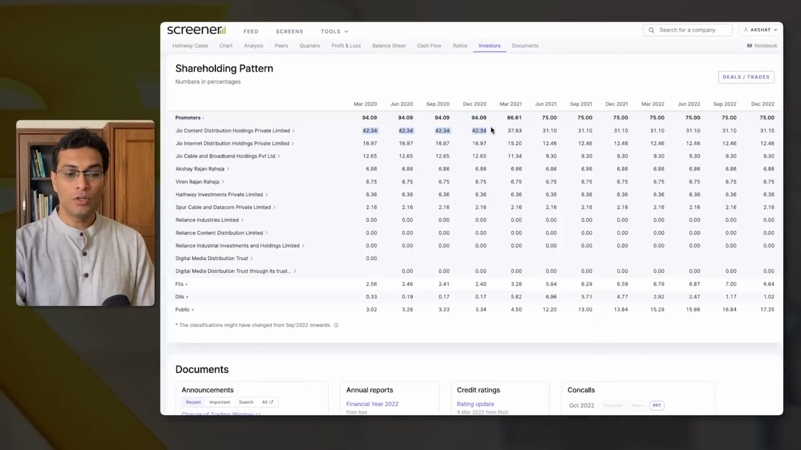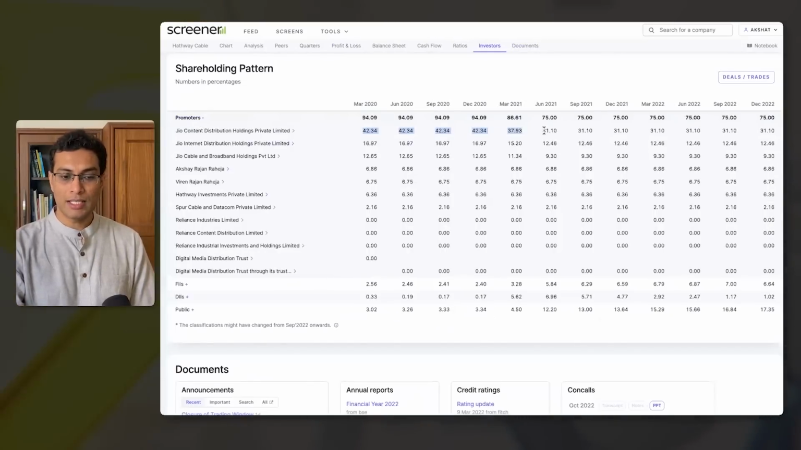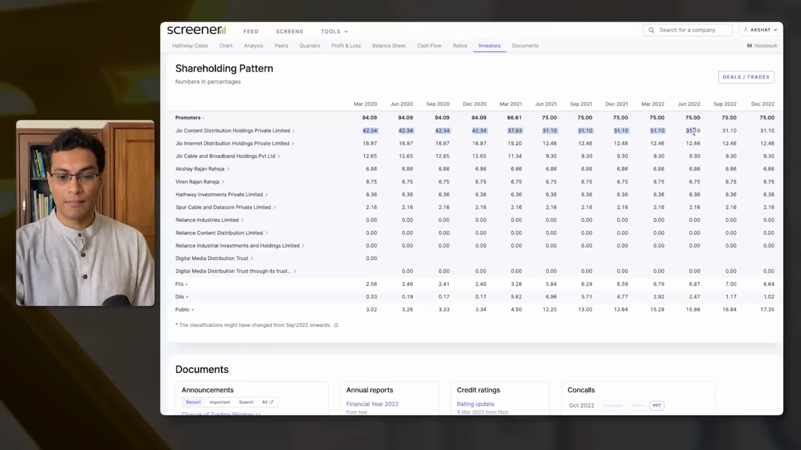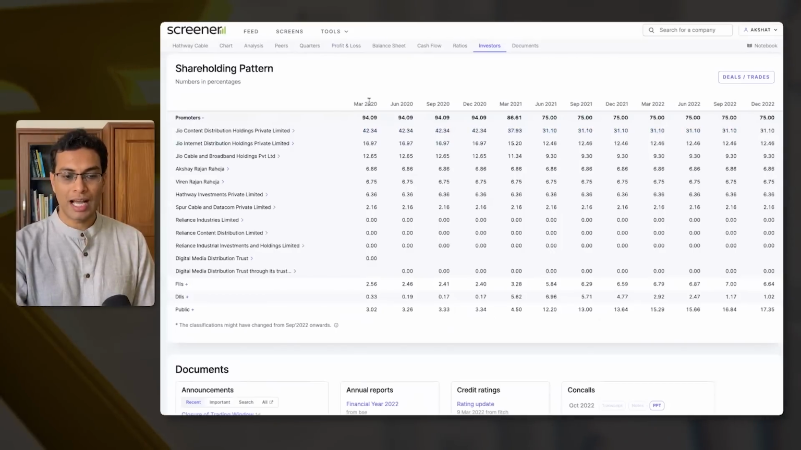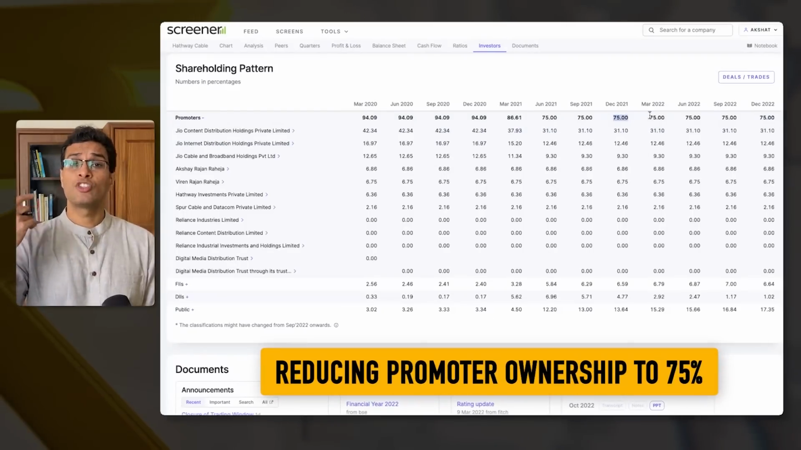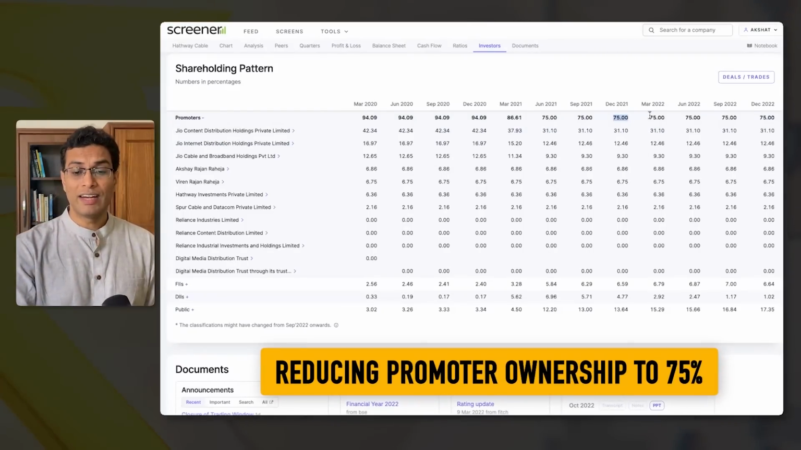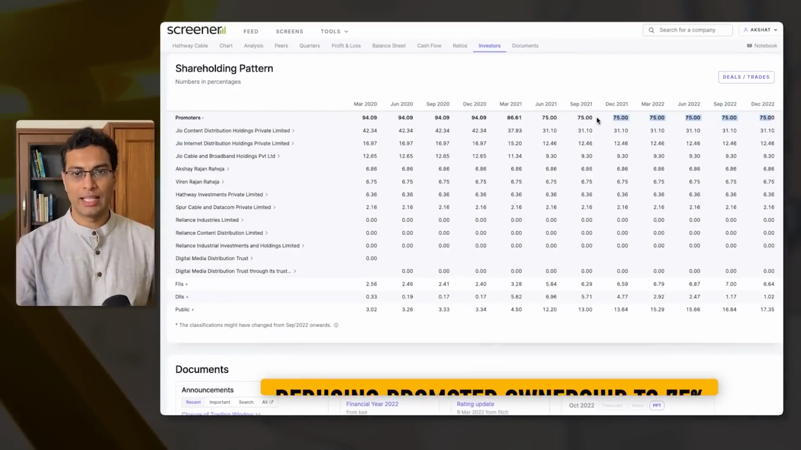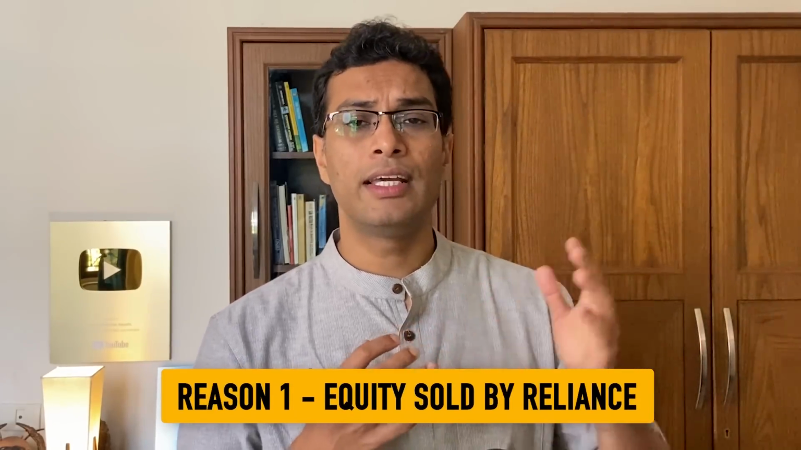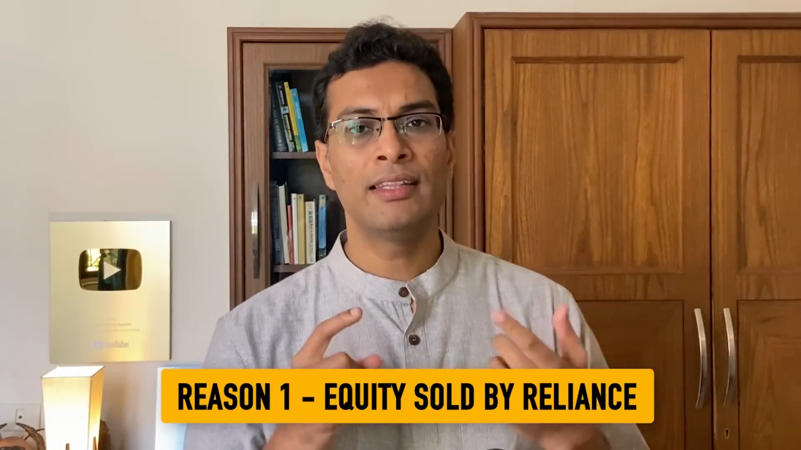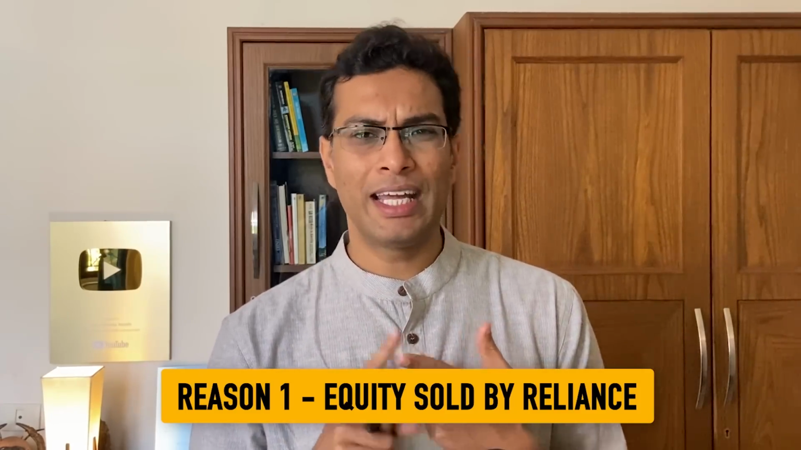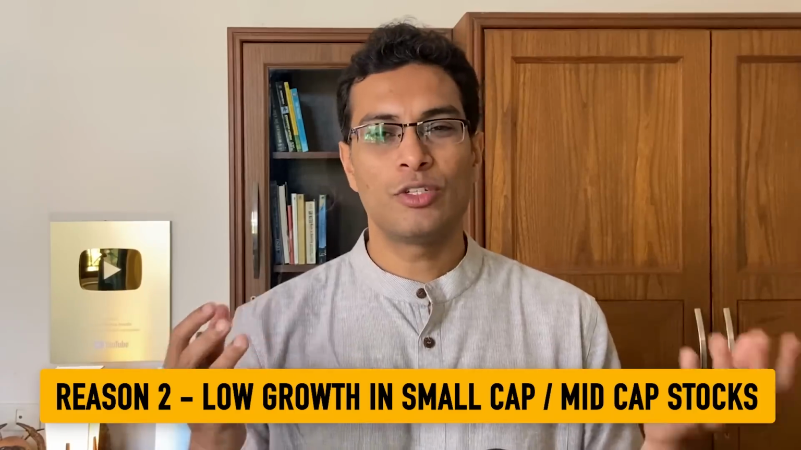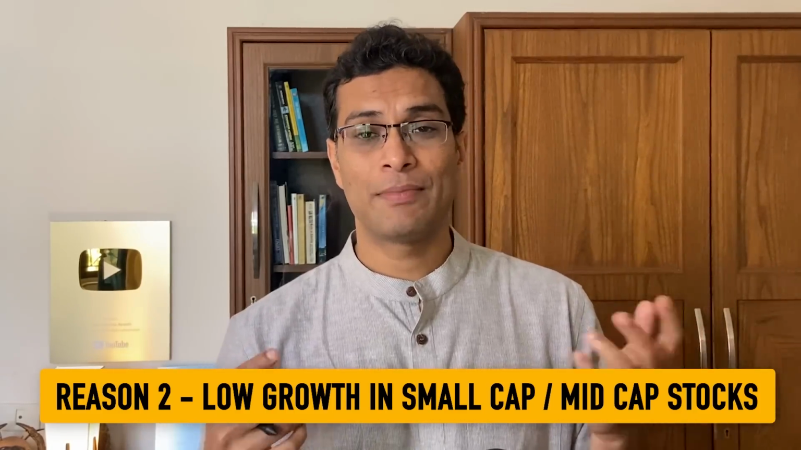So if you go on the promoter tab, what you will notice is that Jio went and bought Hathway Cables in the year 2020, and over time it has reduced its stake because as per SEBI mandate, the promoter has to bring down their shareholding to 75%. So Reliance had to sell that. Now, because Reliance had to sell it, the stock did not move quite aggressively. That's point one. And there was massive beating of small cap, mid cap companies. So since 2017, 2018, the small caps and mid caps have been badly beaten. And Hathway Cable also became collateral damage, so to say.